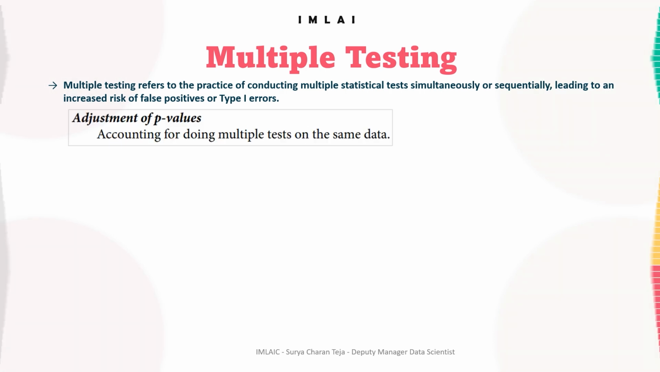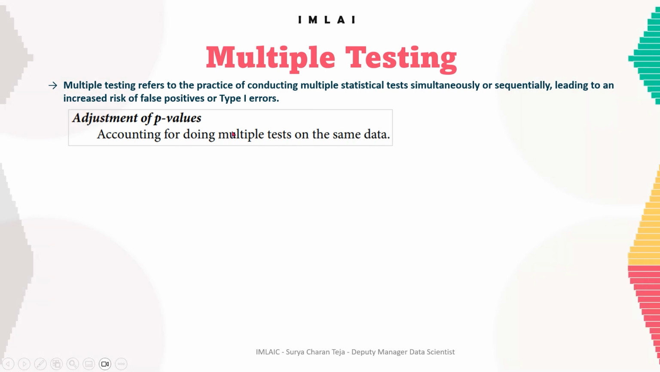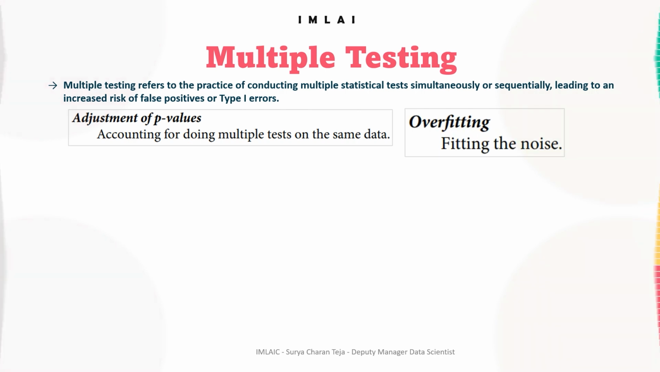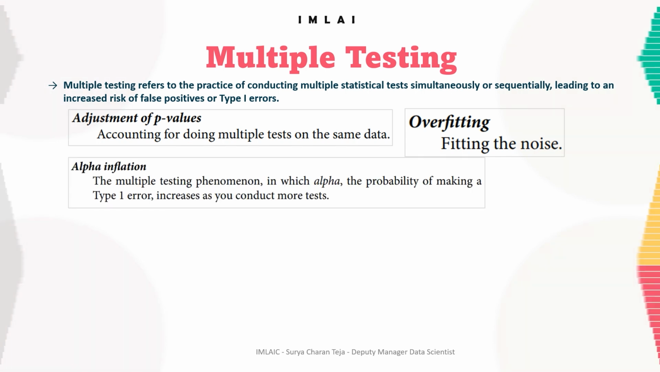From this, we will have adjusted p-values accounting for doing multiple tests on the same data. After doing multiple tests on the same data, you will get an adjustment of p-values. Then overfitting: because of this, you will have overfitting, where the model fits the noise also. And we'll also have alpha inflation, which we just discussed.